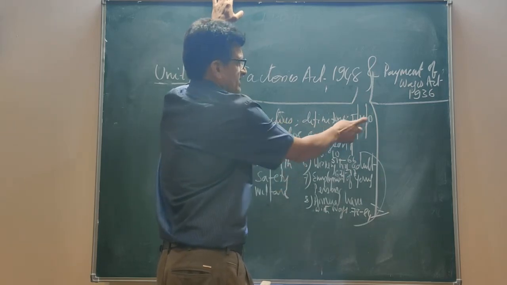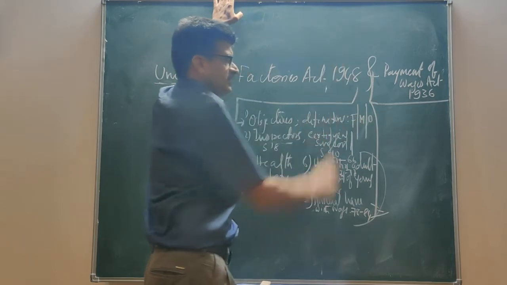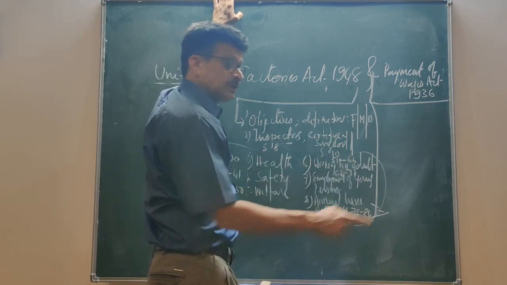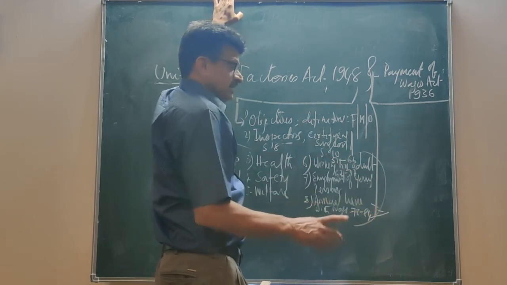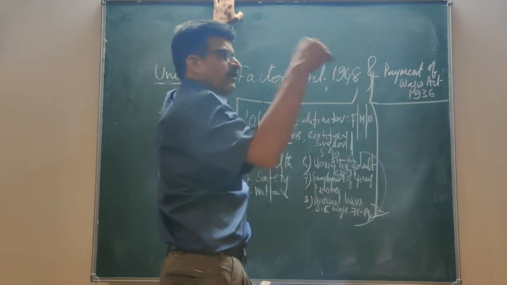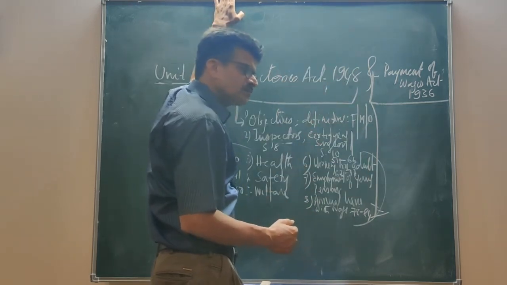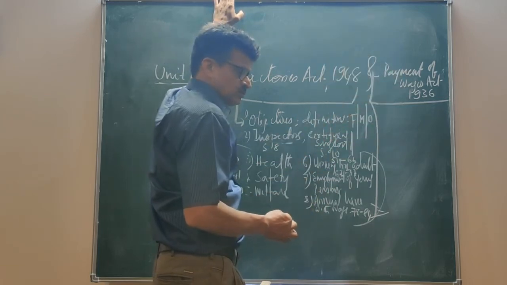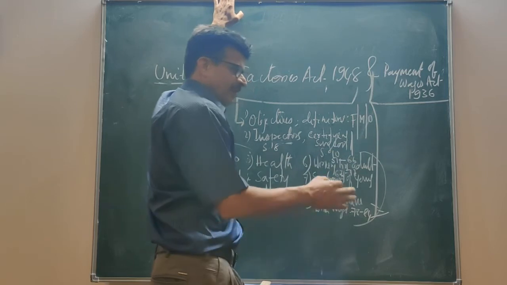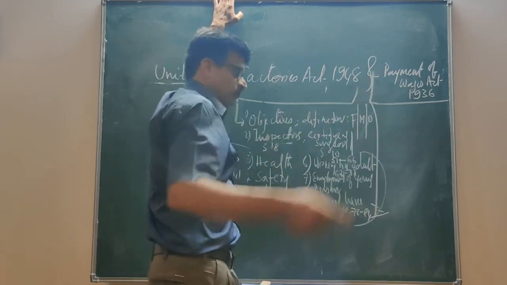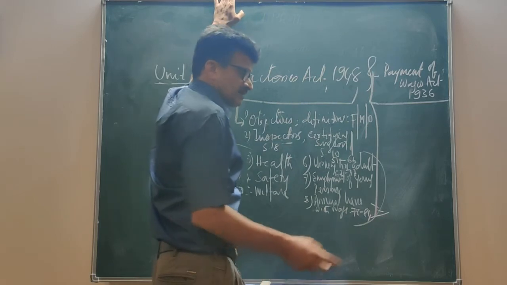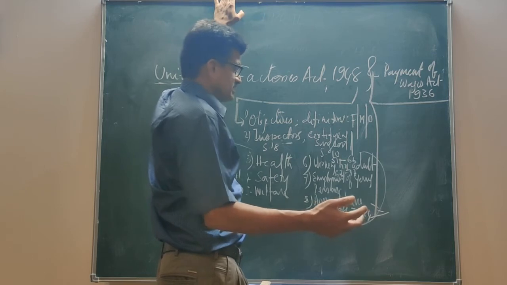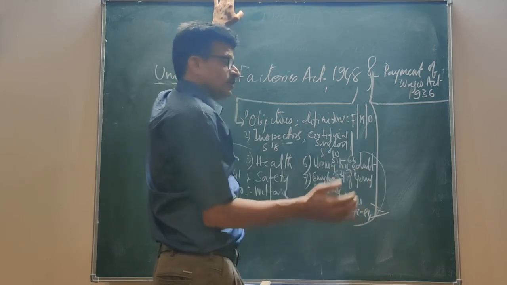And the definitions: factory, manufacturing process, and occupier. What is a factory? Section 2 clause (n) defines: factory means any premises including the precincts thereof. You understand? If we read this, and if you have already seen some factory, you will find there are factory premises, there are restrooms, there is even a lawn. Outside the factory premises, within the compound, you will find a beautiful small park or lawn. They are precincts. Because sometimes during free hours, off hours, you can go and relax.